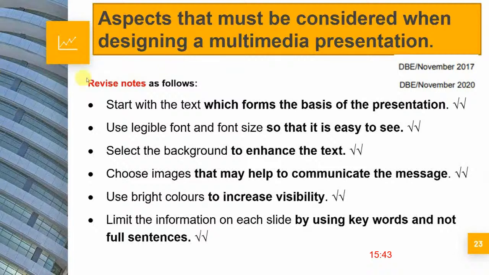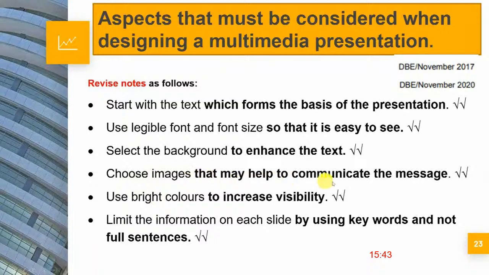Start with the text, which forms the basis of the presentation. So you always start with the text, which in our case is the core book. Use a legible font and a font size so that it is easy to see. I believe when it comes to a PowerPoint, our smallest font size should be between 20 and 24. Select the background to enhance the text and the structure. The background shouldn't take away from the text. It shouldn't be too busy.